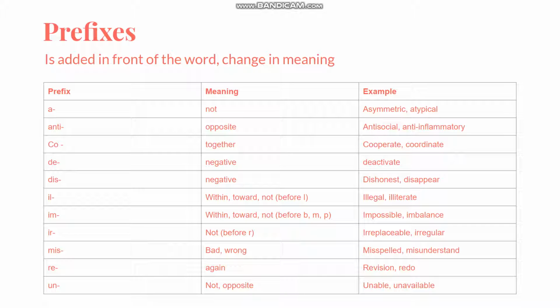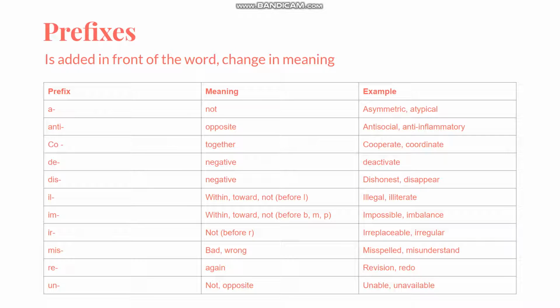Yes, un is the most used prefix for not or for the opposite form, but before an L, there is usually an il. Before a B, M, or P, there's usually an im, and before an R, there is usually an ir, so irreplaceable, irregular. So there are some things that you just have to know that are kind of exceptions.